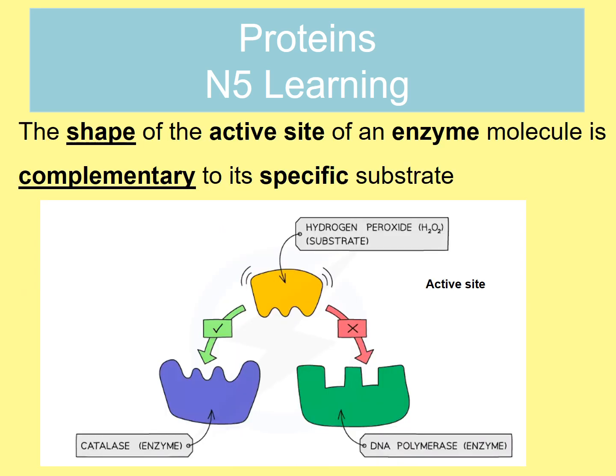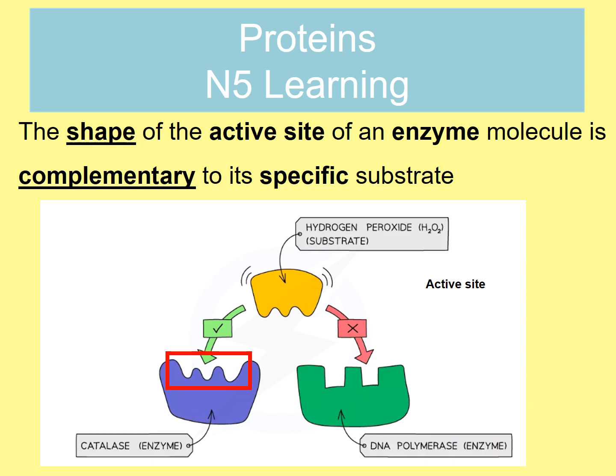So some examples here, just using hydrogen peroxide, if we look at the diagram. Hydrogen peroxide is a substance that we met in a previous lesson. Hydrogen peroxide is the substrate for the enzyme catalase, which is the enzyme represented in blue. Now, if you look at the shape of hydrogen peroxide, that shape is complementary to the active site on the catalase enzyme. So the hydrogen peroxide would be able to fit into that active site nice and neat.